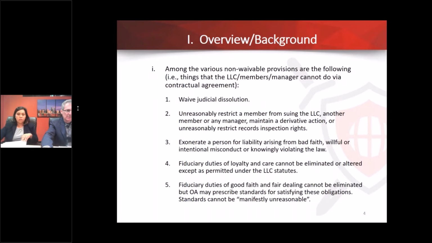On slide 4, we've put together a list of some of the non-waivable provisions that are in the Florida statutes. These primarily deal with waiver of judicial dissolution. You can't contractually waive that. That's a big one. You can't unreasonably restrict the ability to sue the LLC's members or managers. And then the bottom two: fiduciary duties of loyalty and care, and good faith and fair dealing. If you alter those, they have to be within the parameters of the statute.